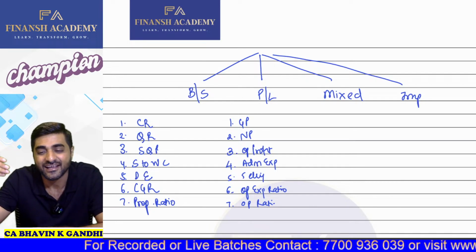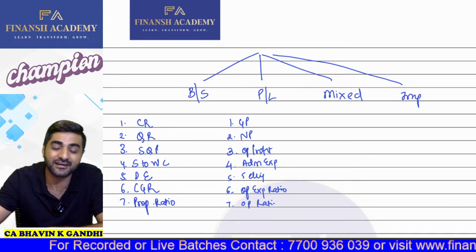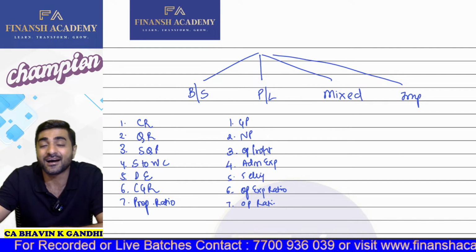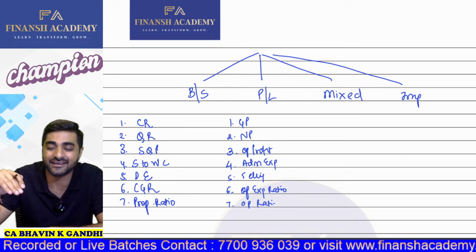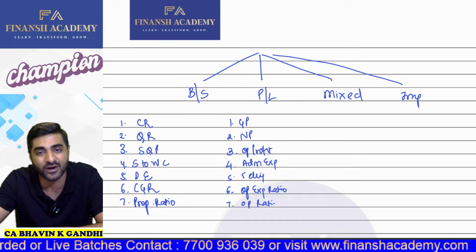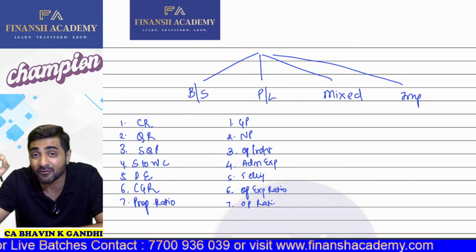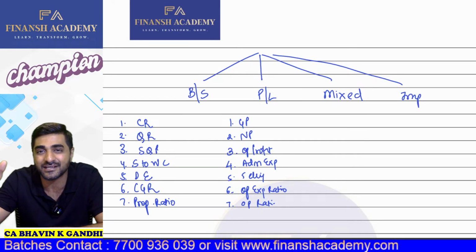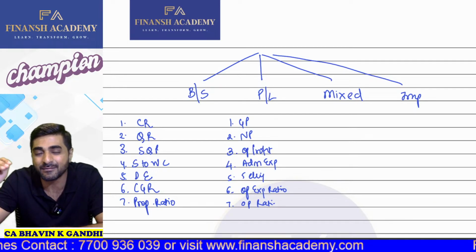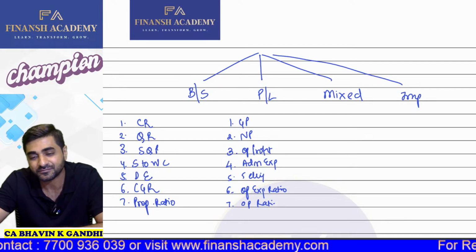So gross profit ratio is always a percentage of sales. How do you calculate that? Gross profit upon sales into 100. Net profit ratio is always a percentage of sales. We take NPAT and divide that by sales into 100. Operating profit ratio, I explained via the income statement. We took EBIT and EBIT divided by sales into 100.